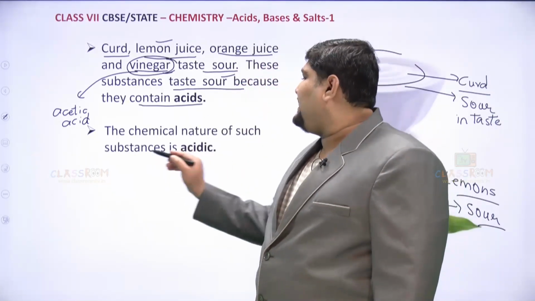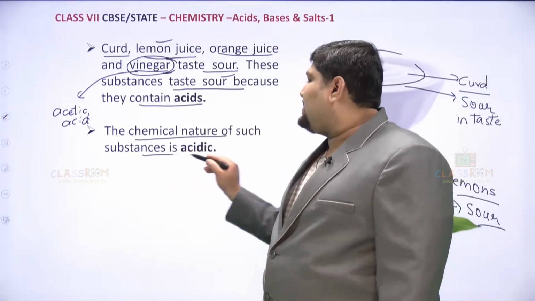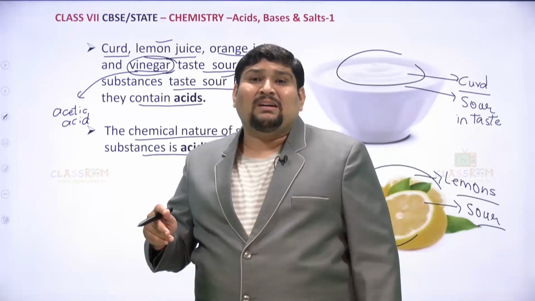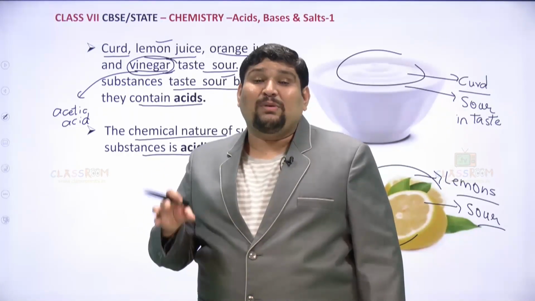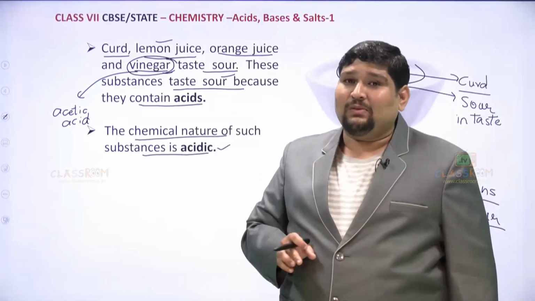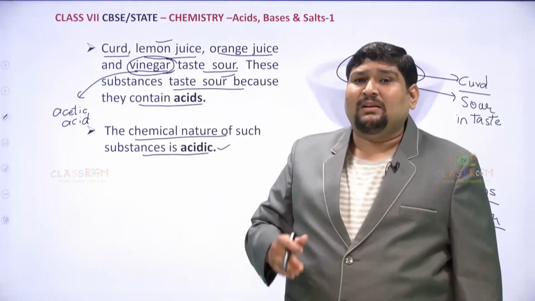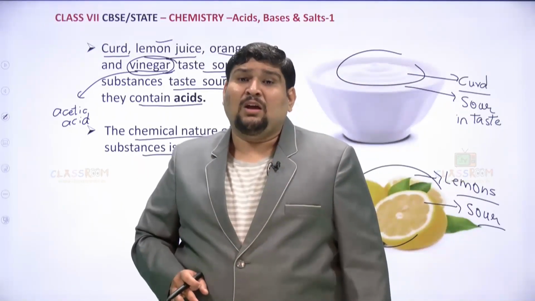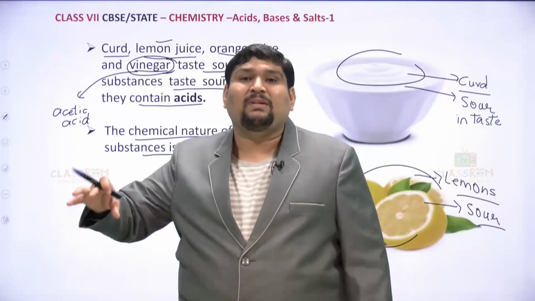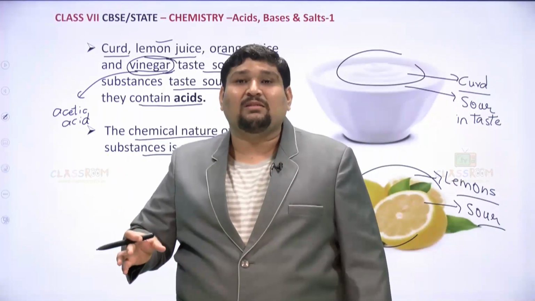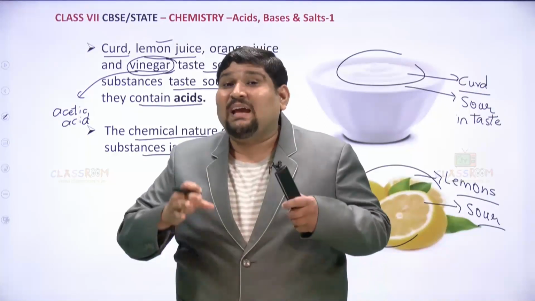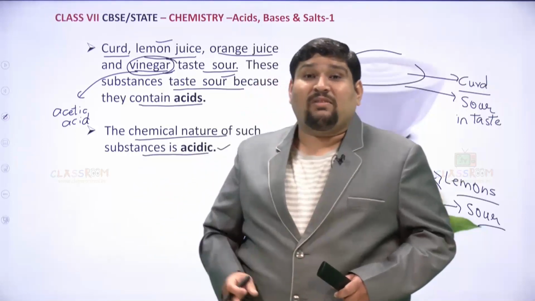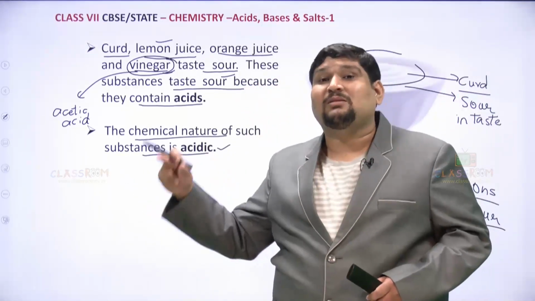And even the chemical nature of such substances is acidic. Here, chemical nature means something like behavior. Just like in your school, you have different friends, and each friend is different from one another. They may not behave the same way as you do. They differ from one another, meaning the nature of your friend may differ from you and from others.